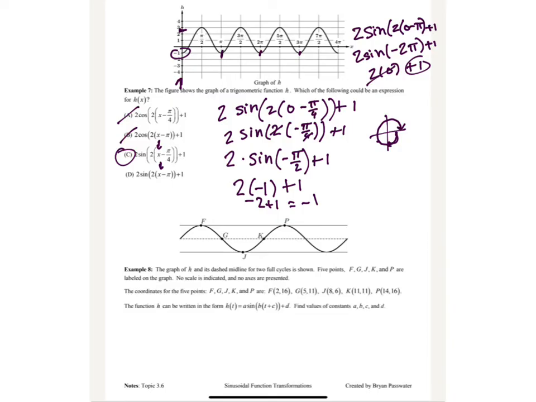All right, last one. Last one for today. Example 8. You hate it? You can't hate it. You can't already hate it? No. Okay, so we've got numbers here. We've got F. Coordinates for F are 2, 16. G, 5, 11. J, 8, 6. K, 11, 11. Make a wish. P, 14, 16.